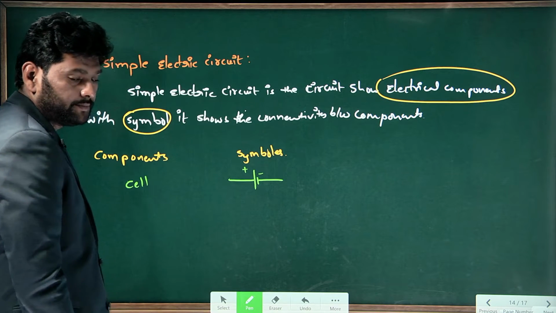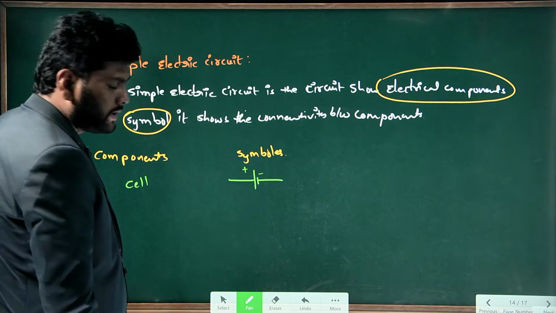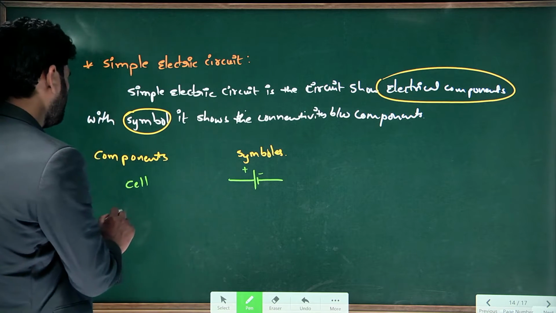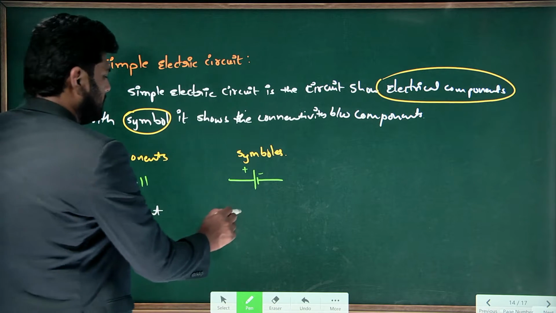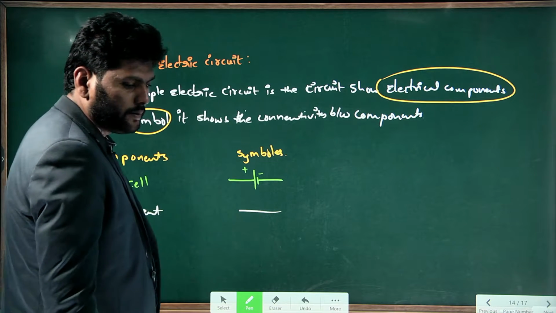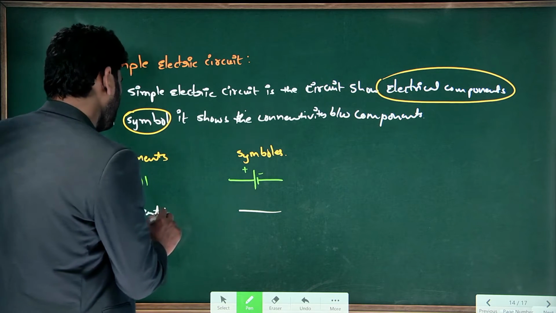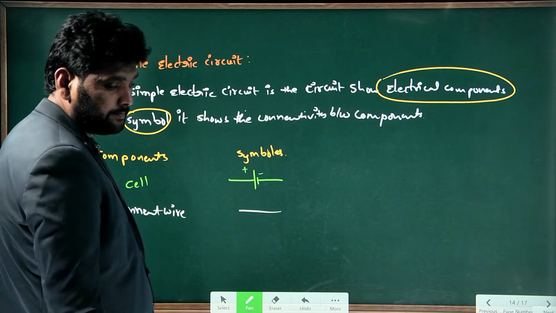The next component is connecting wires. You can show a connecting wire in a simple manner, this way. Simply take a bold line. Connecting wire. Next, can you tell me what is that?